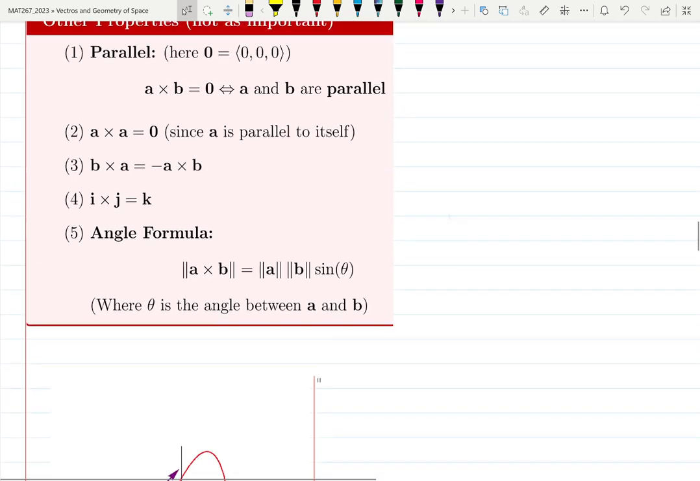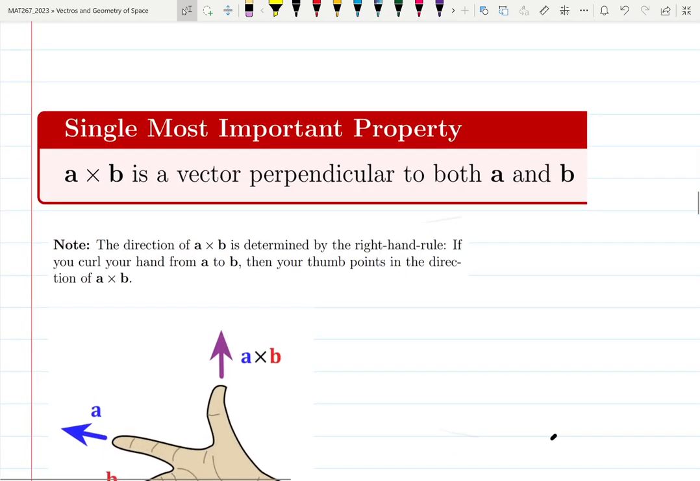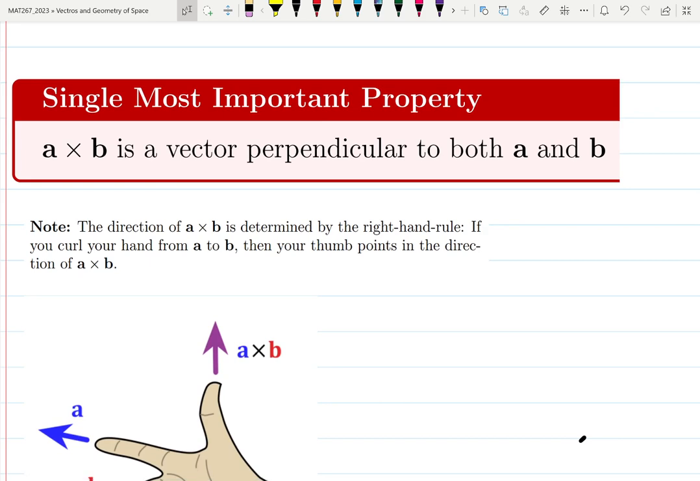What else is very important is this. Single most important property. You don't have to write this down. Just put an exclamation mark. I like exclamation marks. Here it is: A times B is a vector, and it's perpendicular to both A and B. So that is the idea here.